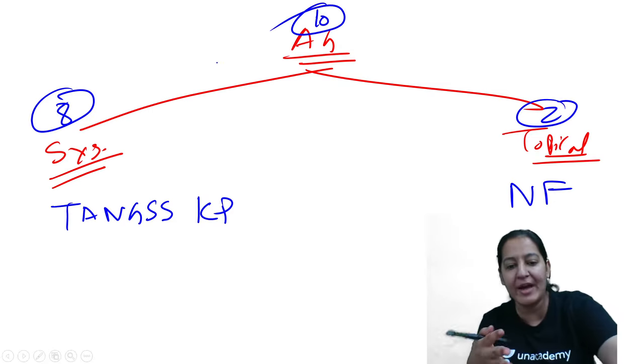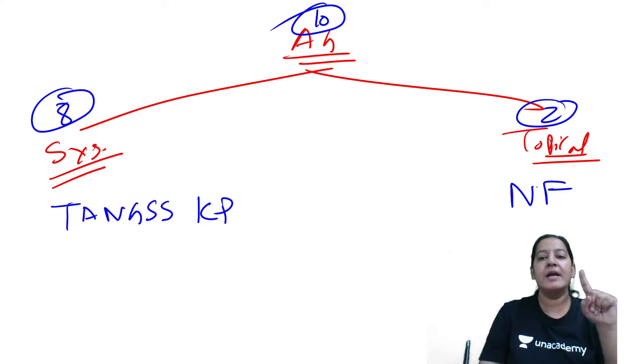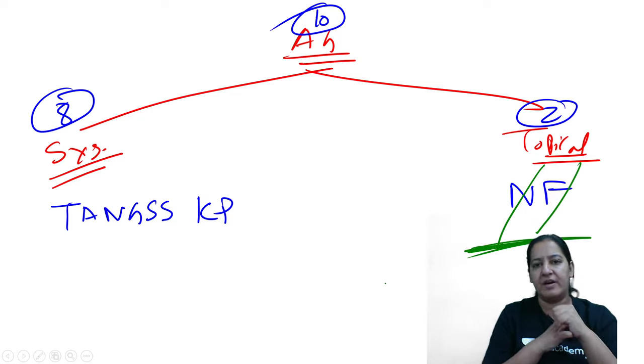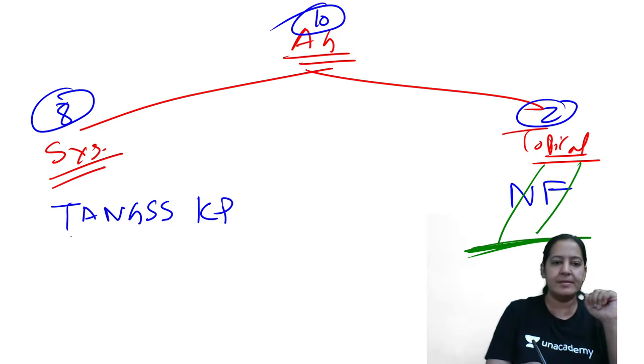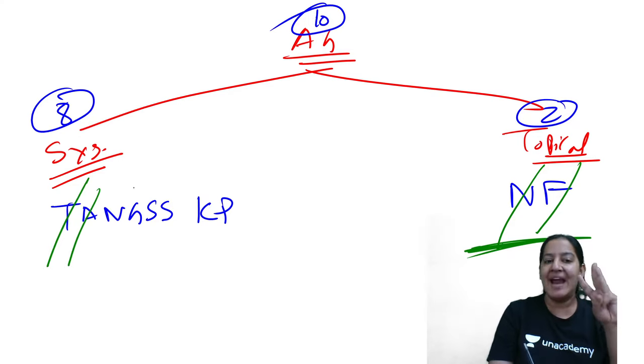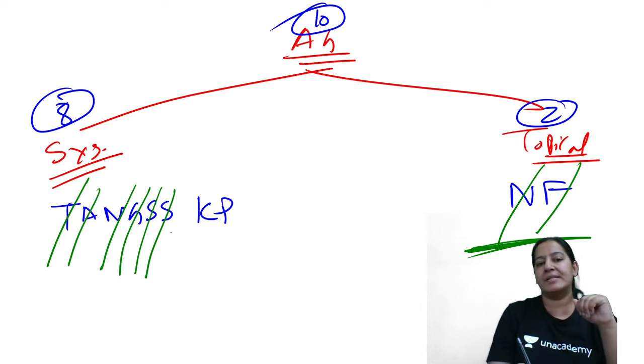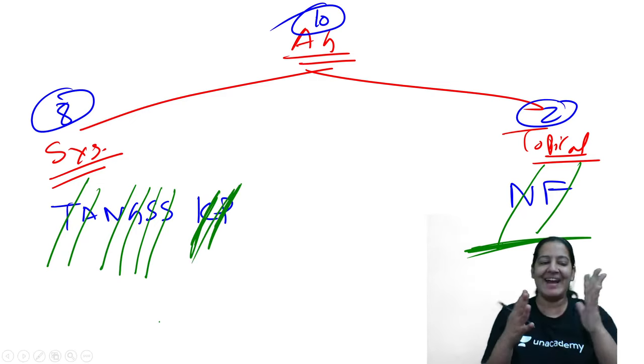Now try to say the full forms. Can you help me? It is neomycin and framycin. Very easy. That is the topical one. Coming on the systemic ones: tobramycin, amikacin, netilmicin, gentamicin, streptomycin, sisomicin, kanamycin and paromomycin. Everyone, I tried it. At least I tried it.